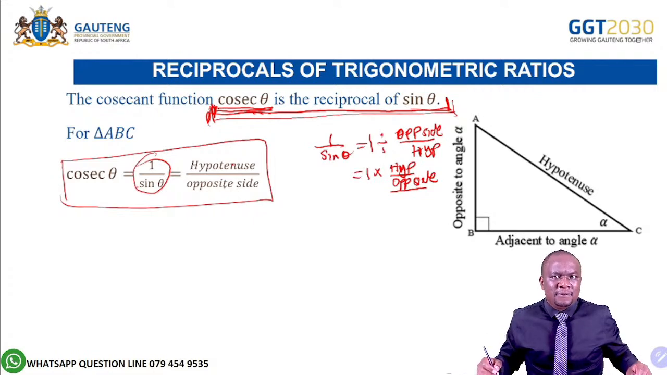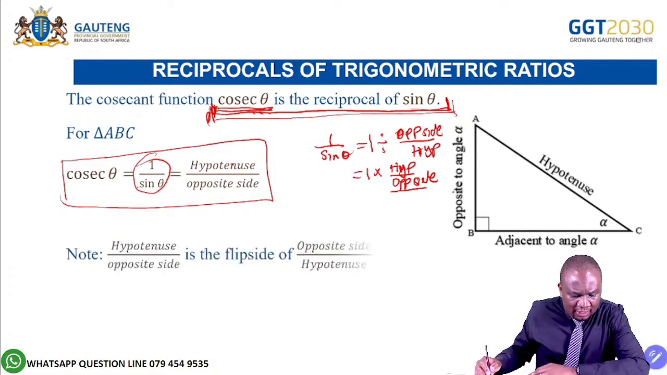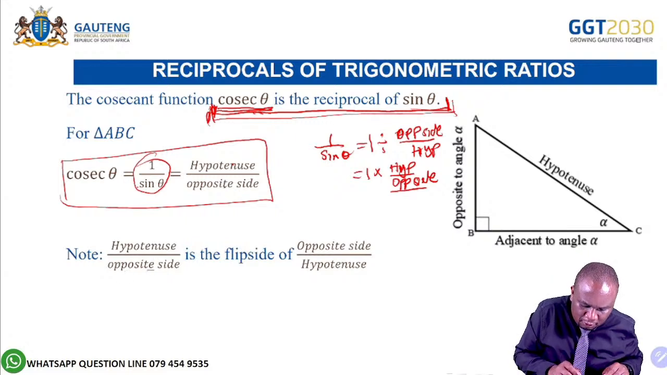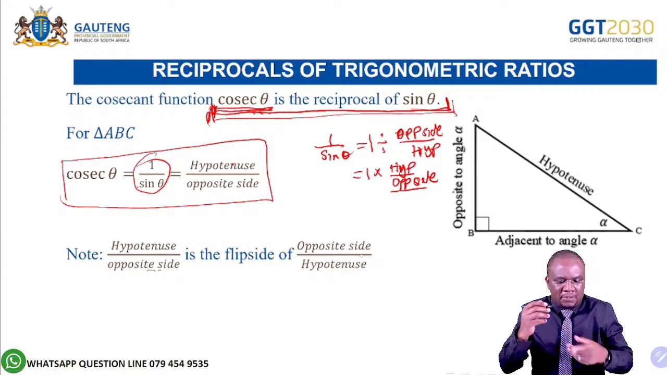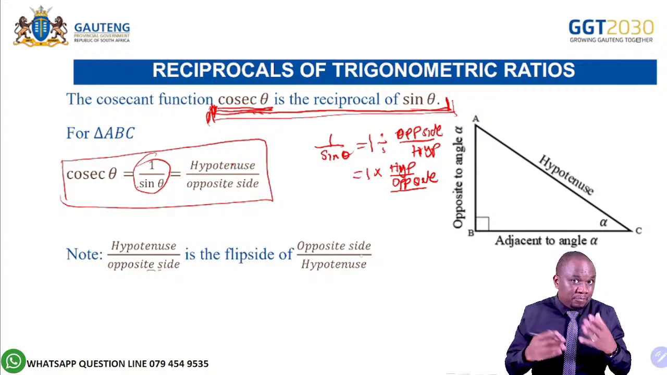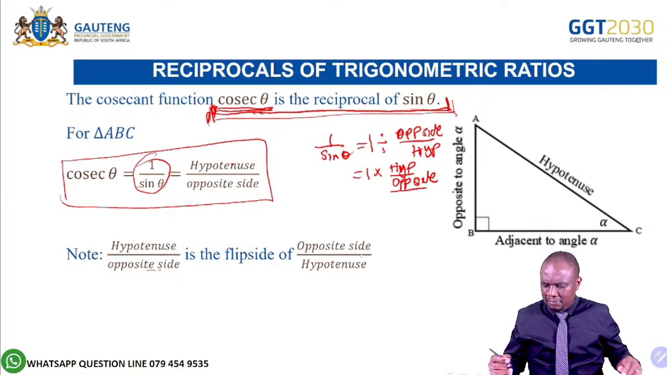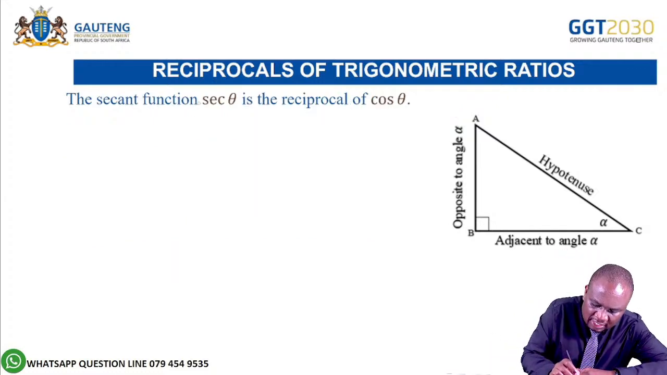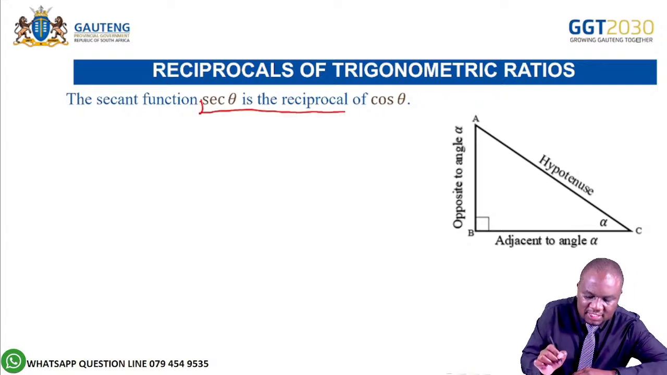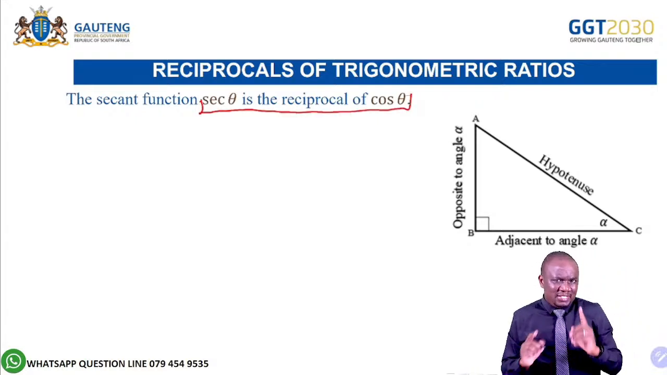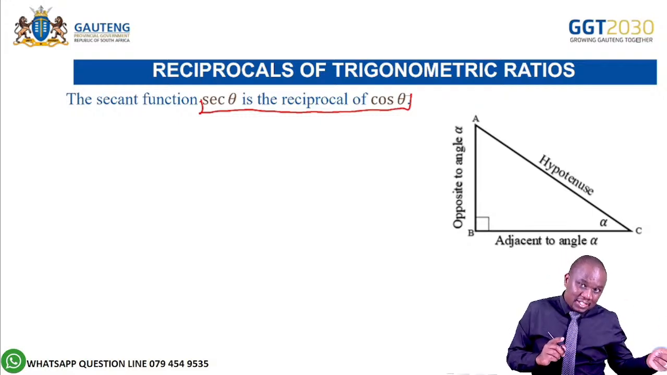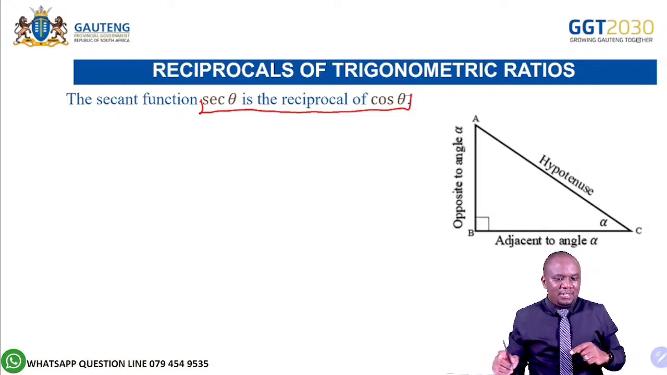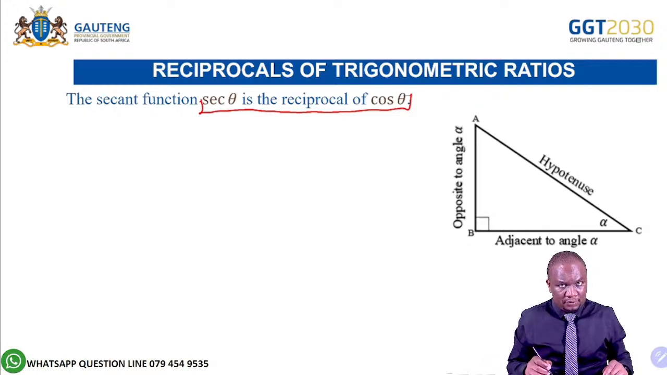And then this part, just note that hypotenuse over opposite side is the flip side of opposite side over hypotenuse. You don't need to write this. We've been saying it, we've been talking about it. Now, let's go to the next one. Sec theta is the reciprocal of cos theta. Please take note of that. Cosec theta is the reciprocal of sine theta, and then sec theta is the reciprocal of cos theta.